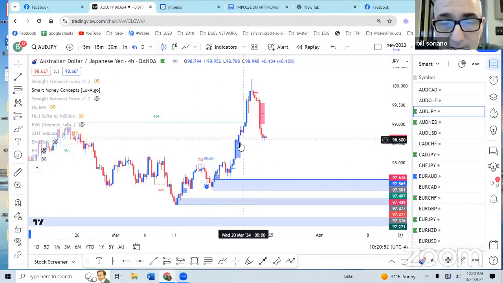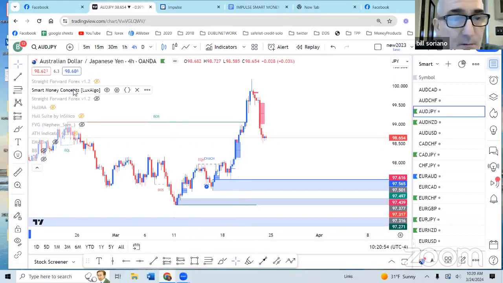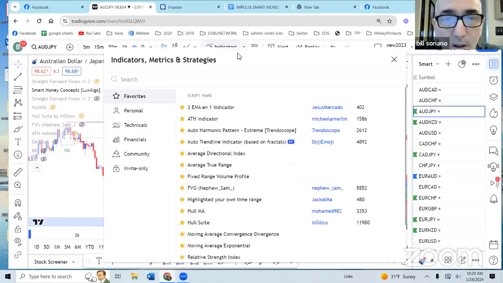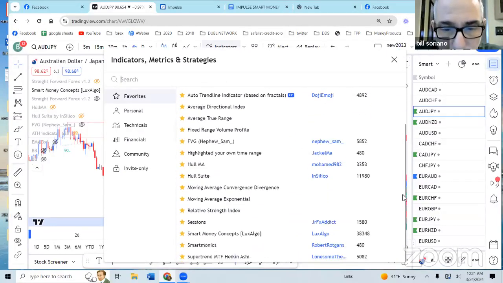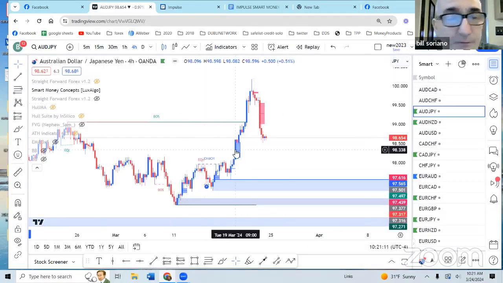So right here, we see some imbalance. This Smart Money Concepts Lux Algo indicator is free on TradingView, right? It's right here. It's in my favorites. Smart Money Concepts Lux Algo 38348, right? Okay, so it's right in here for free. I'm going to do a video later today showing you my settings for this.